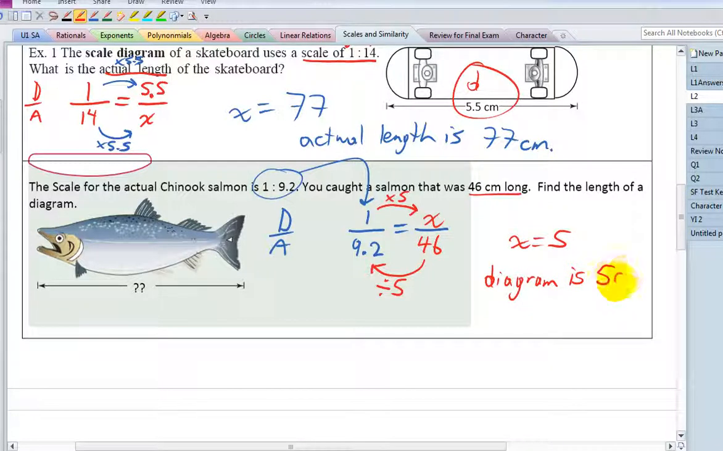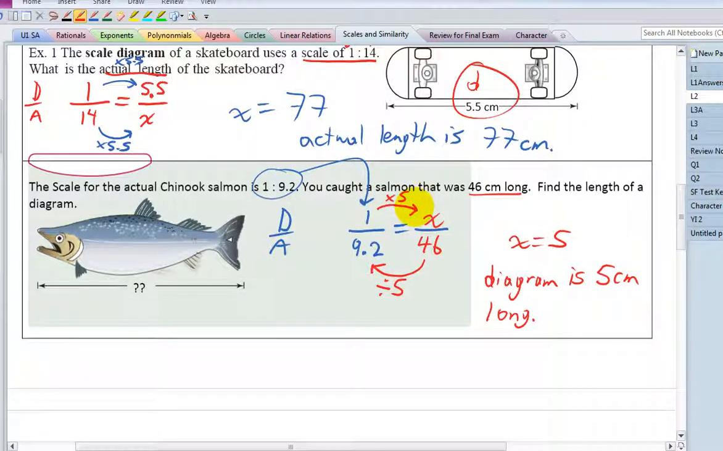The diagram is okay. Or you should say the fish in the diagram if you really want to get technical. Why did you times by? Well, which direction am I going here? Here I'm going from 46 to the other fraction. So if I'm going this direction, I'll have to do multiplication.